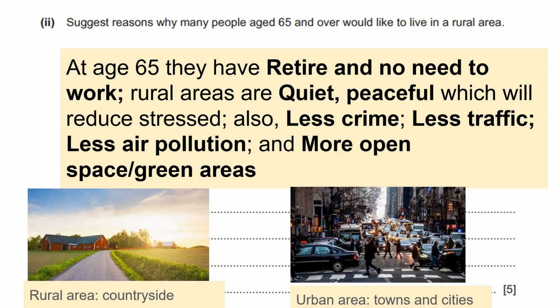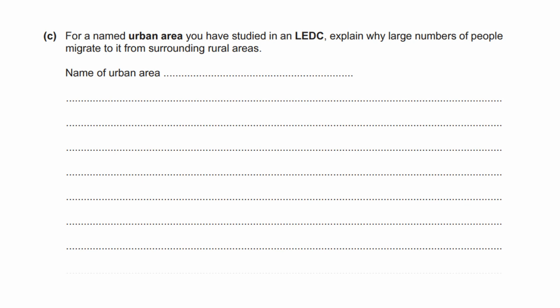Yes. So rural areas are more quiet, more peaceful, which will reduce stress. And also, in rural areas, you experience less crime, there is less traffic, there is less air pollution, and you have more open space and green areas than urban places. So you find out that this is why some people at old age will definitely want to retire back to rural areas. Then the last question here is a case study.